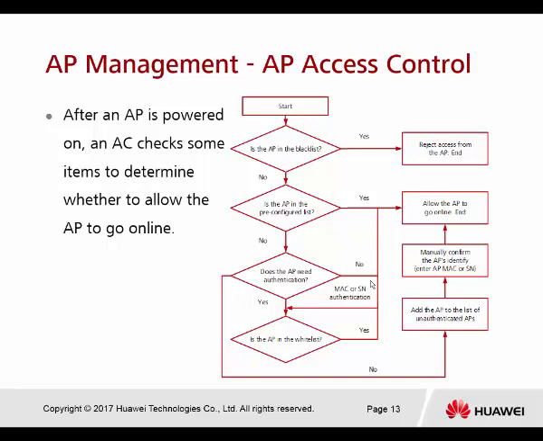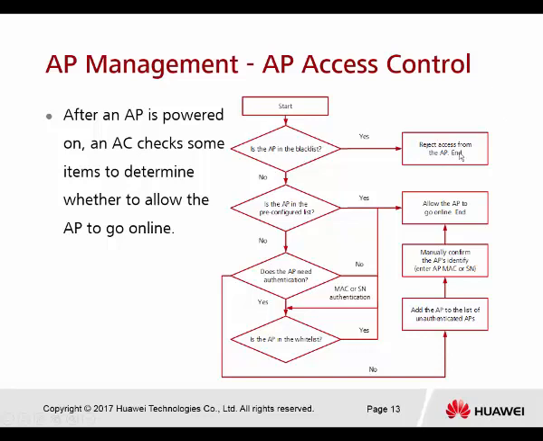Now the AP has found the AC, and the AC has to do some checking. Right now the AP is trying to associate with me. Is the AP in the blacklist? If this AP has already been added to the blacklist, that means I will not allow this AP to connect to my controller, so it will reject the access.